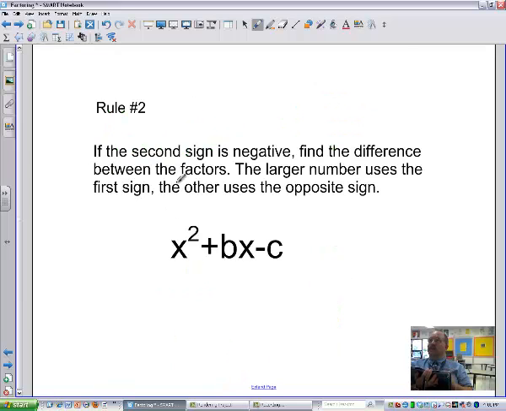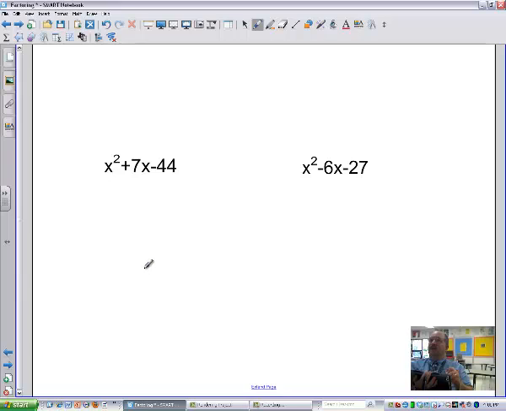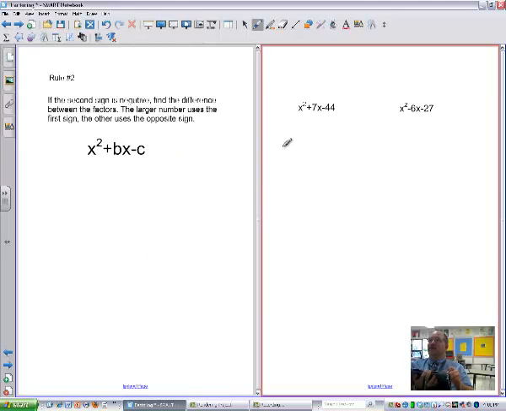Rule number 1. Rule number 2 works this way. If the second sign is negative, you find the difference between your factors. The larger number uses the first sign. The other uses the opposite sign. So, let's probably split screen this so we can see the rule and the example at the same time.